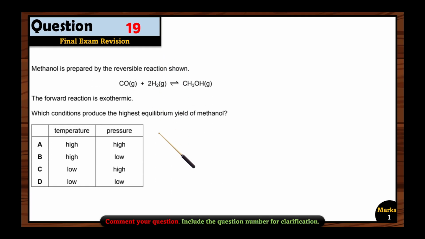Question 19. Methanol is prepared by a reversible reaction. The forward reaction is exothermic. So it means low temperature will favor the exothermic reaction. Which conditions produce the highest equilibrium yield of methanol? So if the temperature is lower, it will produce a high yield of methanol. Now let's see about the pressure. How much pressure do we need to shift the equilibrium towards the methanol, to the right? So it's 1 mole, but here these are 3 moles. So it means increasing the pressure will favor the one that is less in number.